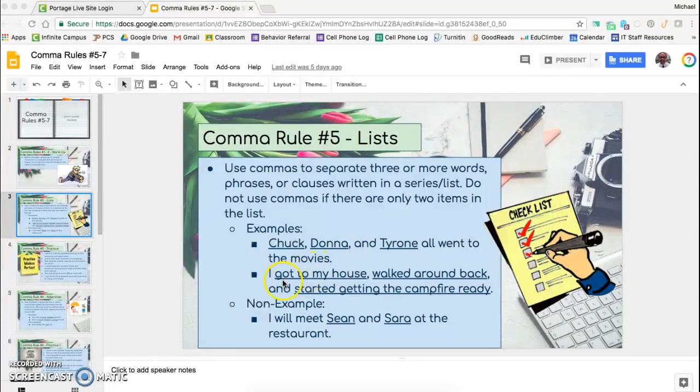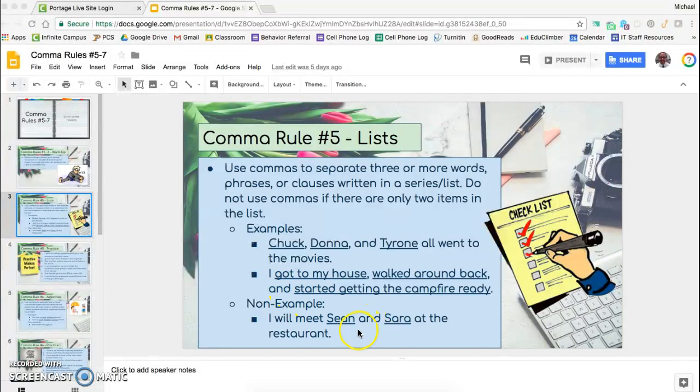For the second example, you'll see that your list can involve things that somebody did instead of just people or places. They can be longer phrases, like I got to my house, that's the first thing I did. Walked around back, that's the second thing I did. And started getting the campfire ready, that's the third thing I did. So again, since we have 3 things in the list, you put commas between them. So we have a comma between house and walked. We have a comma between back and again before the word and.